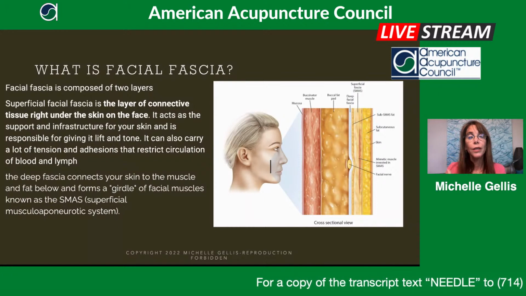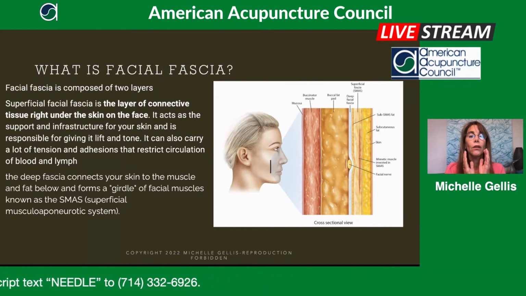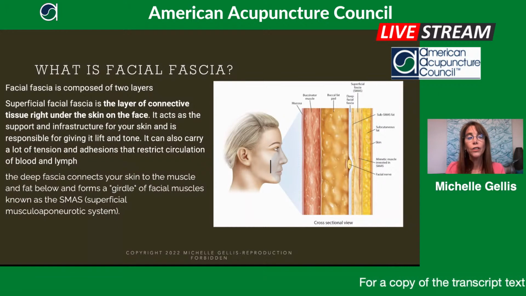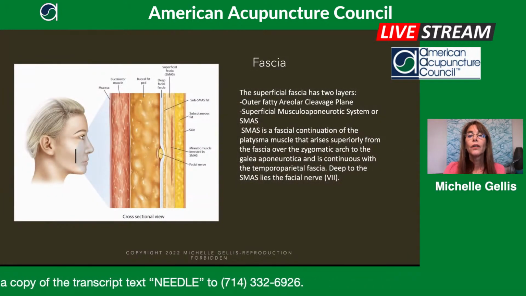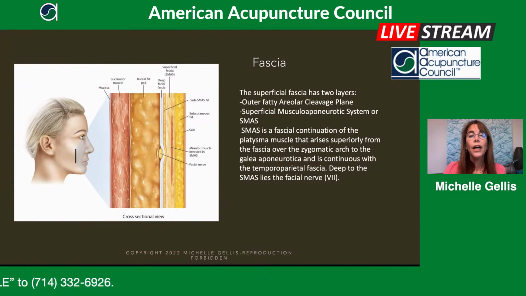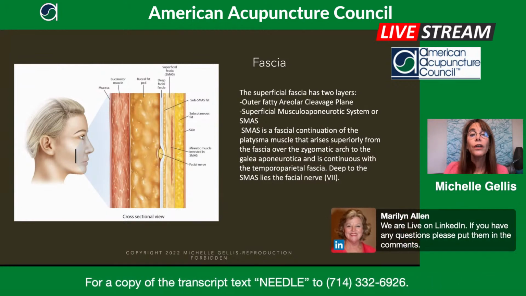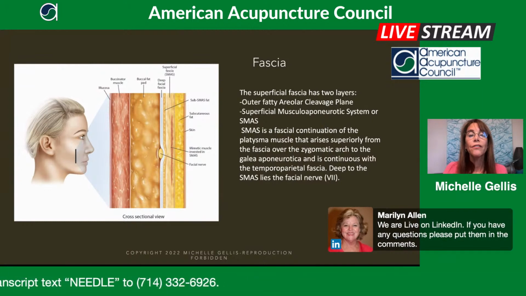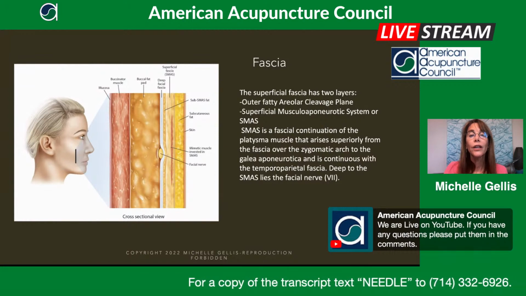Then we have the deep fascia layer, and that kind of forms a girdle, and it is called the SMAS layer, the superficial muscular aponeurotic system. So the superficial fascia itself has two layers. It has the outer layer, which is this kind of fatty layer. And then we have the SMAS layer, which is right here.